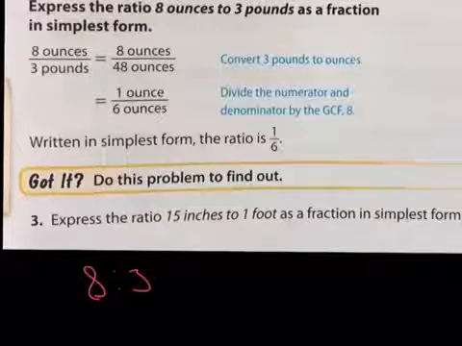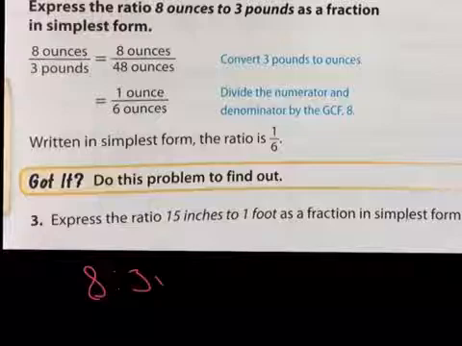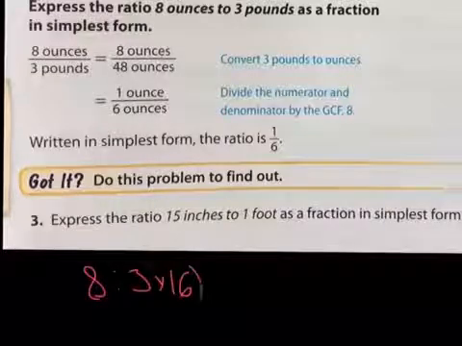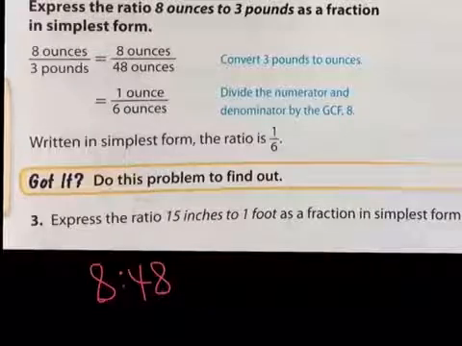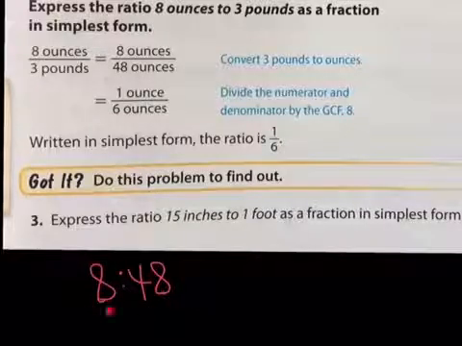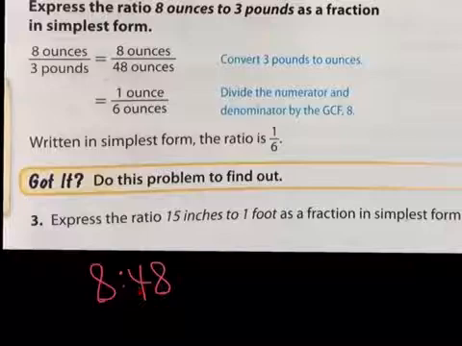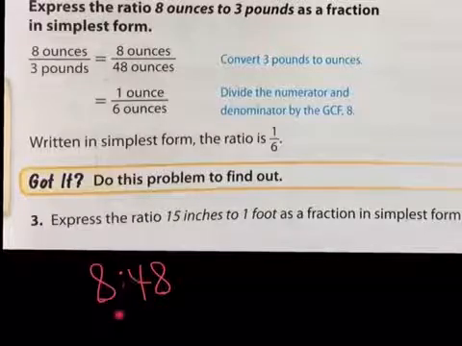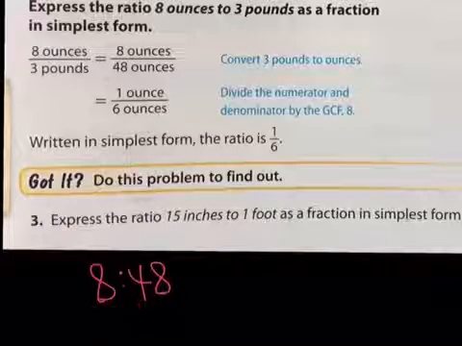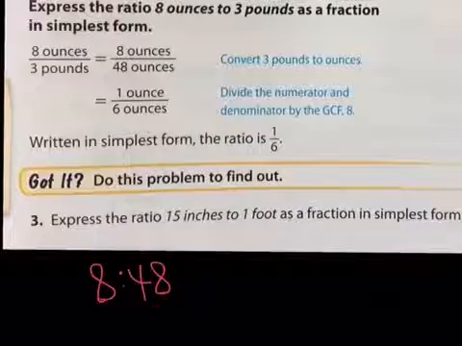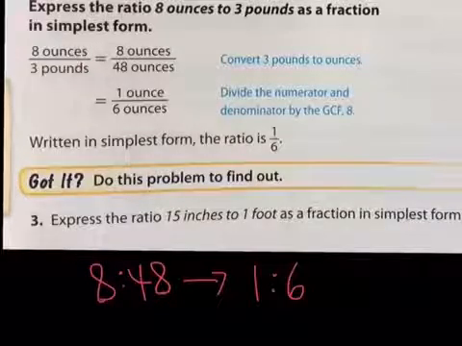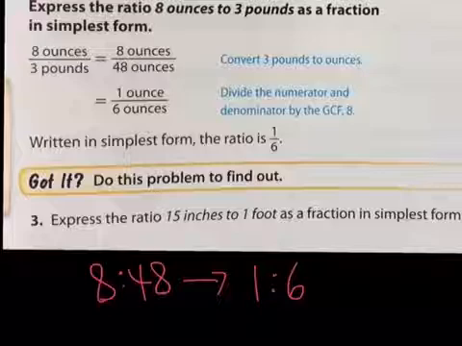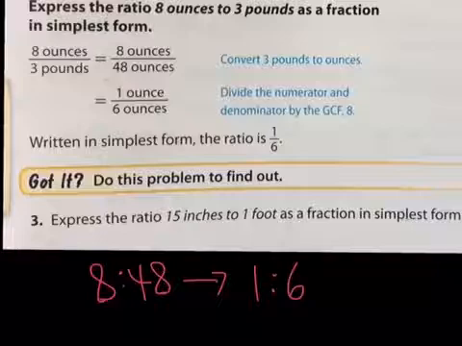There are 16 ounces in a pound, okay? So it's 3 times 16 is what I have to solve first. And now it becomes 8 out of 48, because 3 times 16 is 48. And now it's all in ounces. When I simplify this, I see that they're both multiples of 8. Here I have 1 eight and here I have 6 of them. So my new simplified ratio is 1 out of 6.